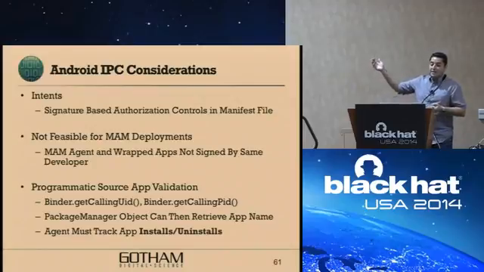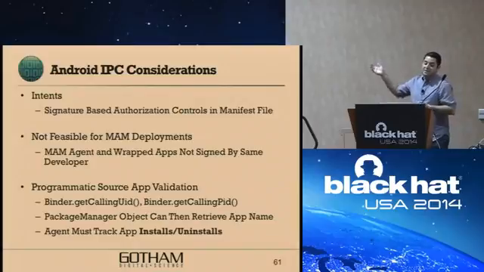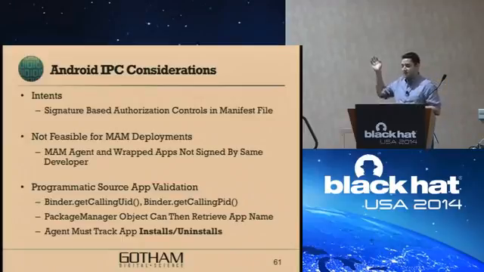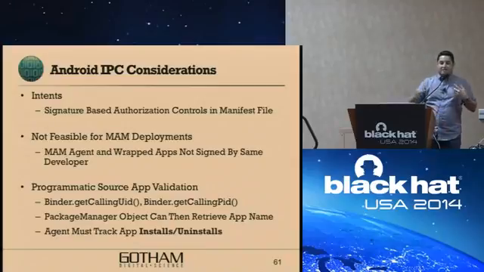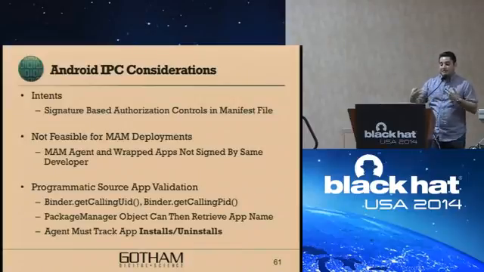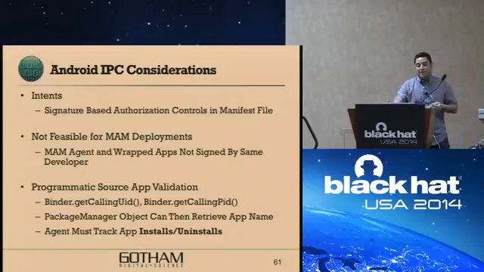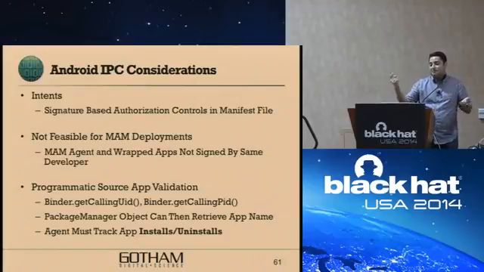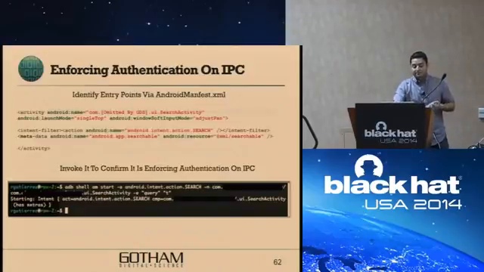So you're going to see a lot of programmatic checks within the applications, and apps can verify the app that just performed that call by doing something like Binder.getCallingUid using the package manager, and then you get an application name. But then that application name could, of course, be a malicious app spoofing it. That's why a mobile agent needs to keep track of what apps are installed or uninstalled, since only one app with the same name can exist on a device.